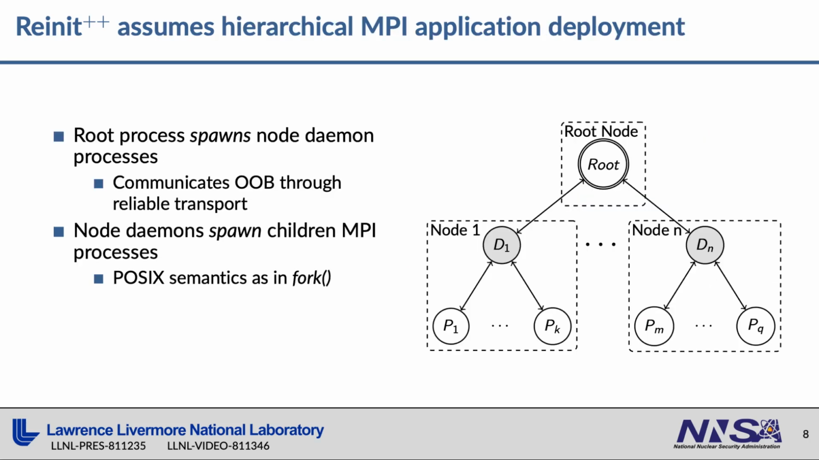Looking closer at the design and implementation of Reinit++, it assumes hierarchical MPI deployment, which is common in modern MPI runtimes. For this deployment, the root process spawns a number of node daemons on each of the nodes that are participating in the application. The root process communicates to these node daemons through some reliable transport. Those node daemons then spawn the child MPI processes that are going to be performing the application computation.